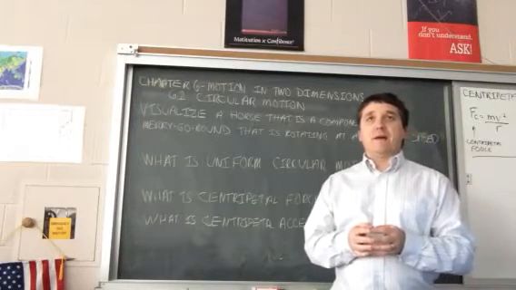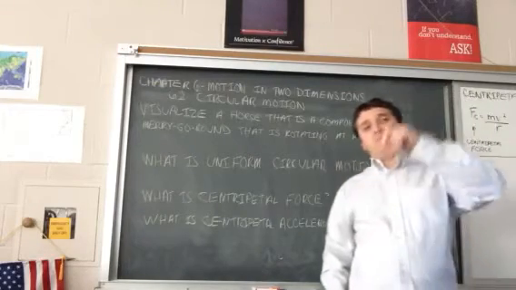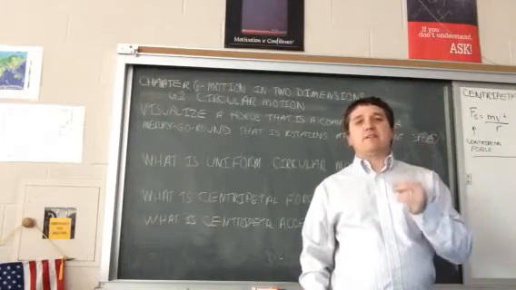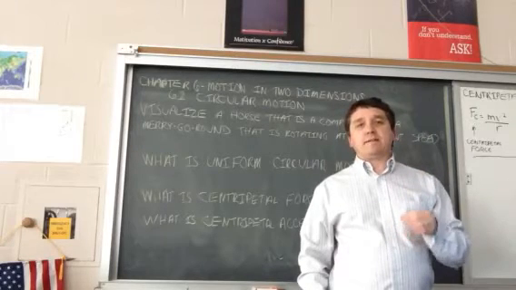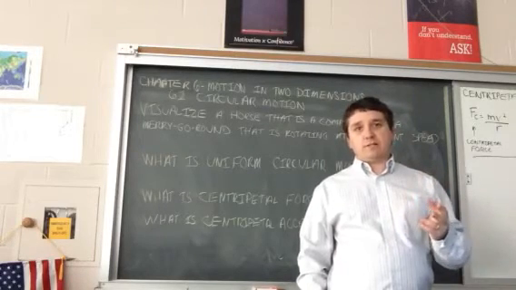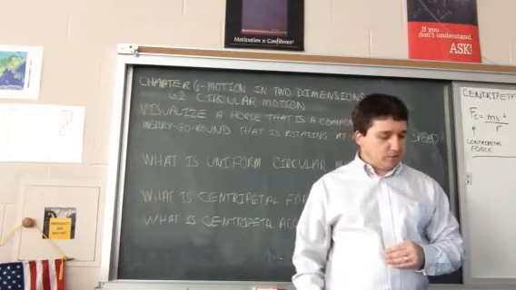Okay? So even though the horse that's part of the merry-go-round is traveling at a constant speed, it's still accelerating because there's a constant change in direction with respect to time. All right? Change in direction means change in velocity with respect to time, so there's your acceleration.